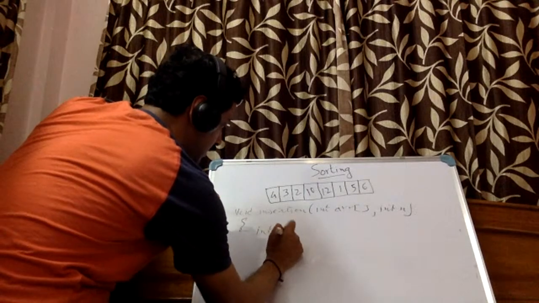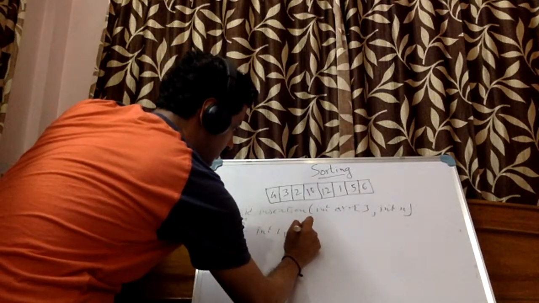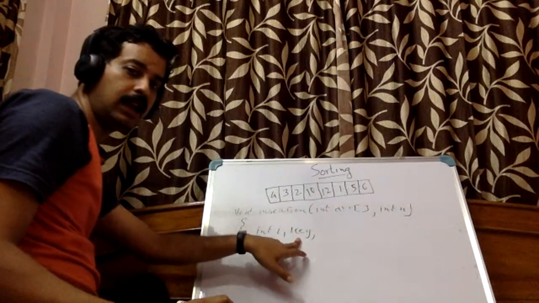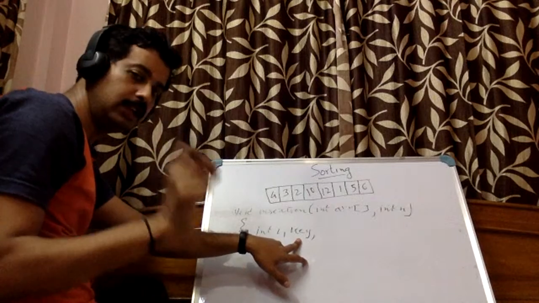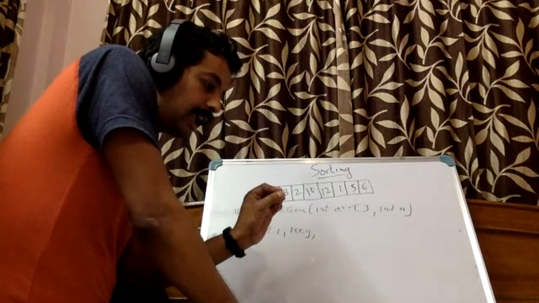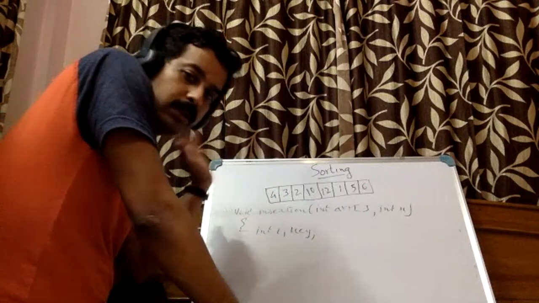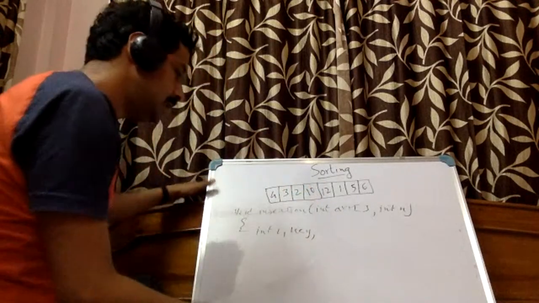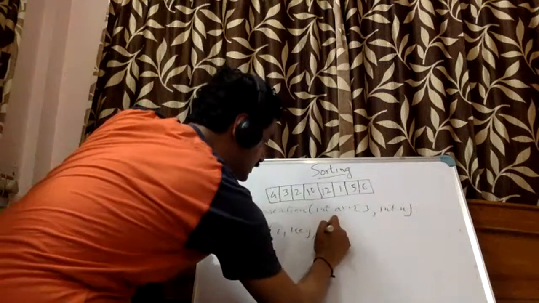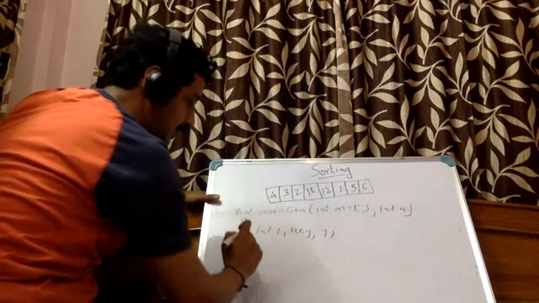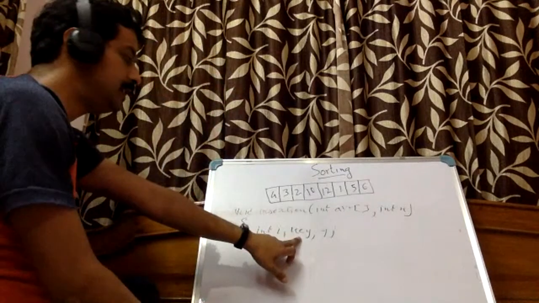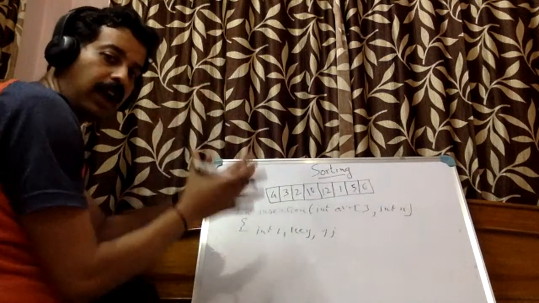Integer i, key. Here we need a new variable called key. Key is what? That number I am going to compare with all other numbers. That is the key. That's why I have taken another variable called key. And then j, just like the previous one. In the beginning, the key will be the first value.